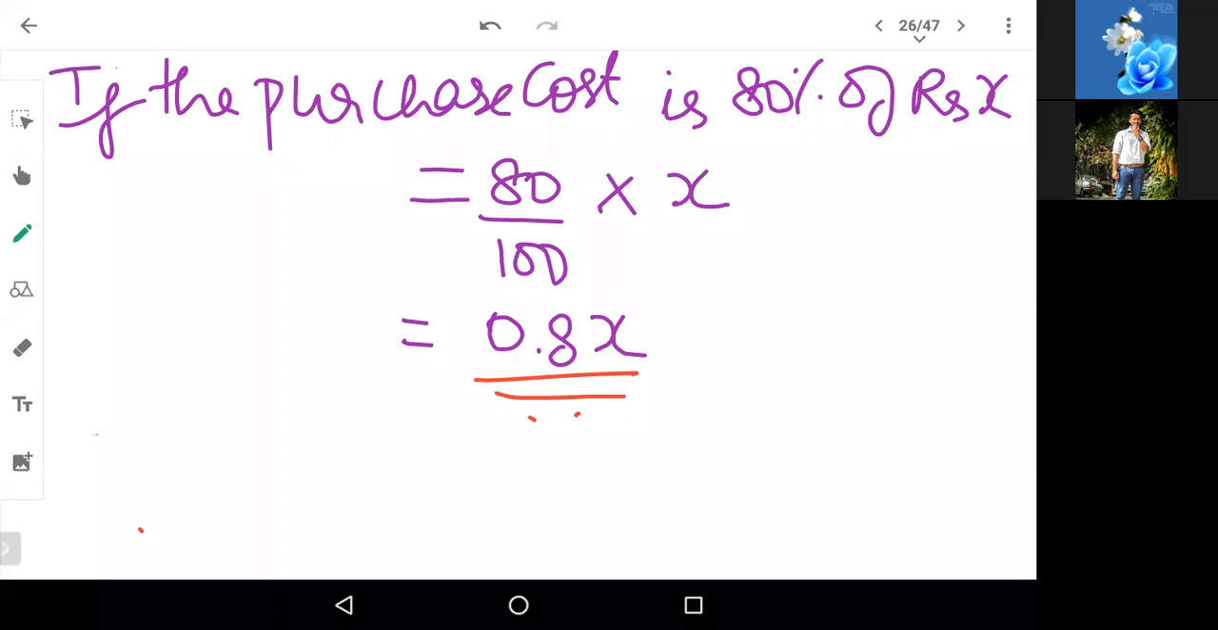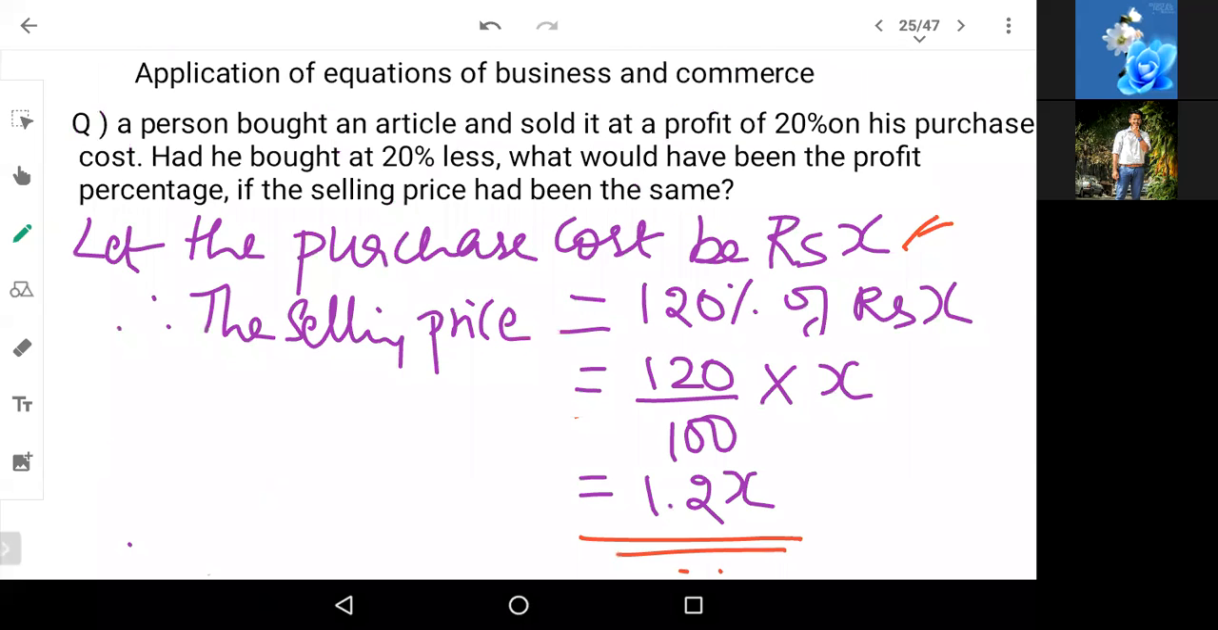Okay, so let us revise all the variables. Now if you see, first the purchase cost was X. We don't know, they have bought some product. Let's say they have bought a flower vase. Now we don't know what was the price, so we have considered it as X. Okay, and the question says the person bought an article and sold it. He bought it and he's selling it at a profit of 20%. If he's selling at a profit of 20%, suppose that flower vase was 120 rupees.